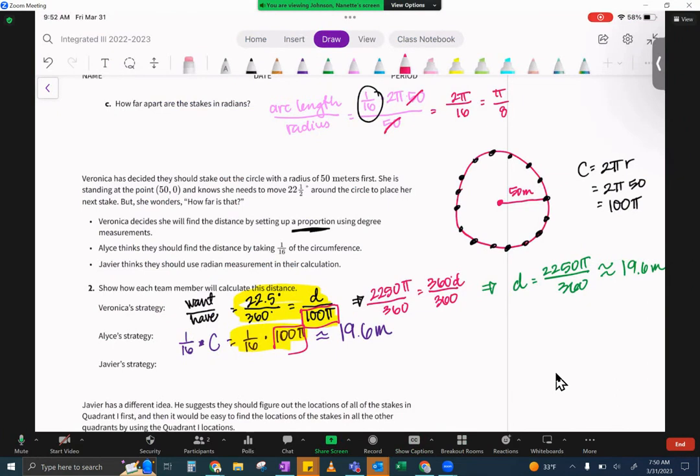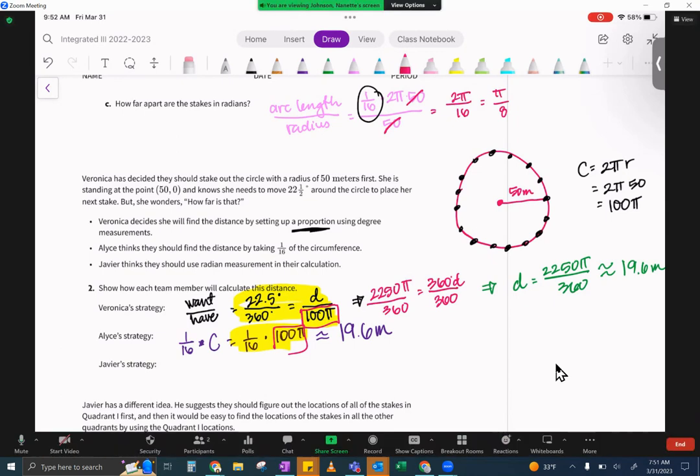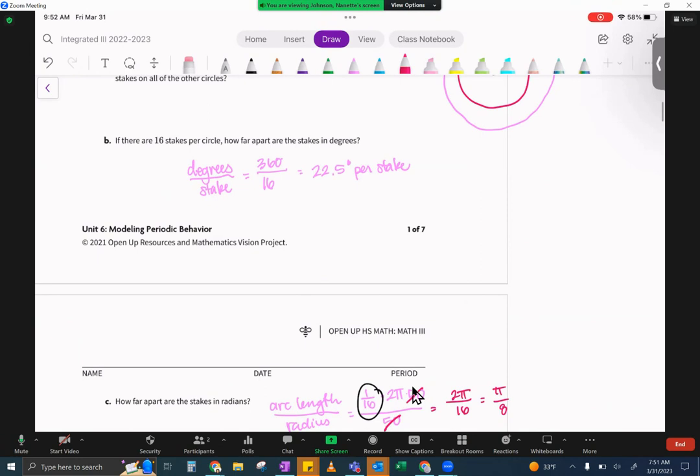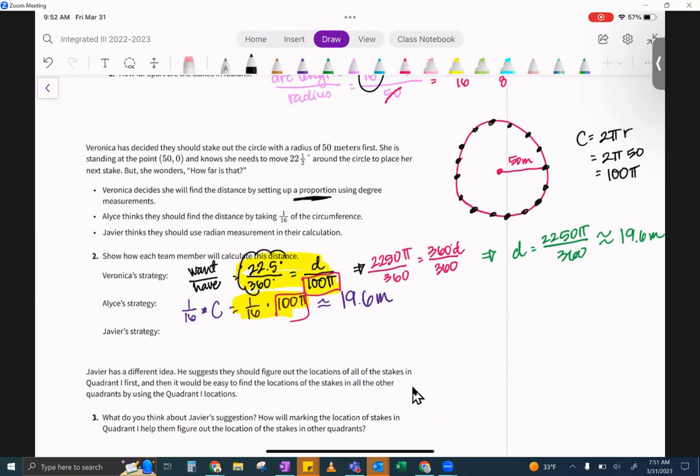Okay, so your job is to figure out how these all are connected, right? So where do you see that 100 pi? Oh, I see it right there. Do you see the 1 over 16? Do you see that anywhere? And you should, because you should remember that back up here, the way we got 22.5 was we divided by 16. So 22.5 is 1/16 of 360. So this fraction here is the same as this fraction here. Does that make sense? So really, are their strategies different? Yes. But do they come up with the same answer? Yes.